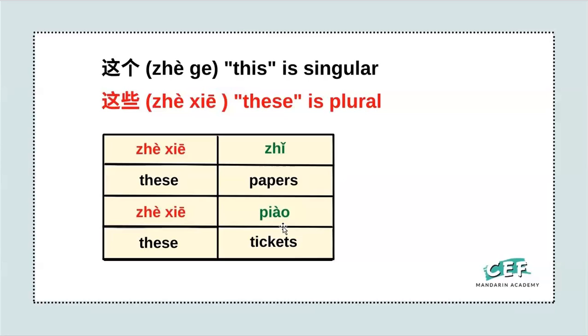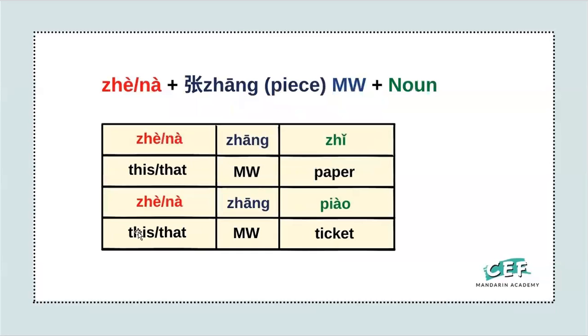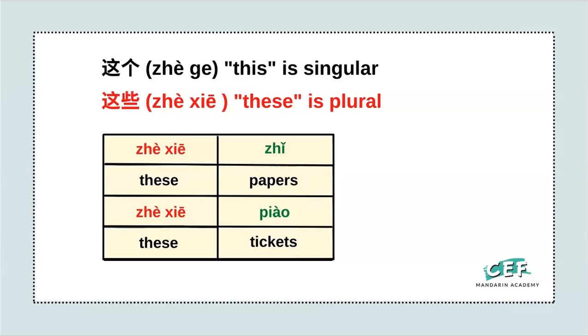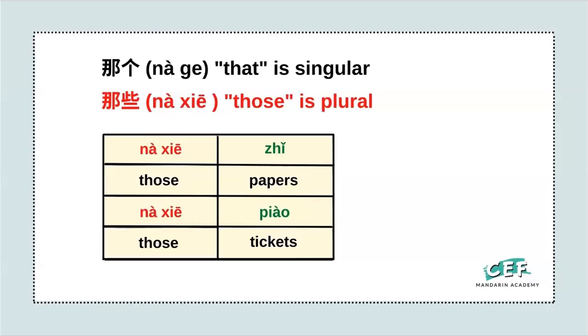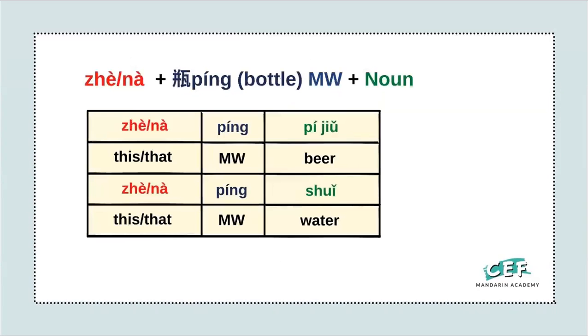So 这些票 is these tickets. So you no need to say 这些张票. No need. You just say 这些票 when it comes to plural. Okay, understand? So you see this, 这些纸, 这些票.